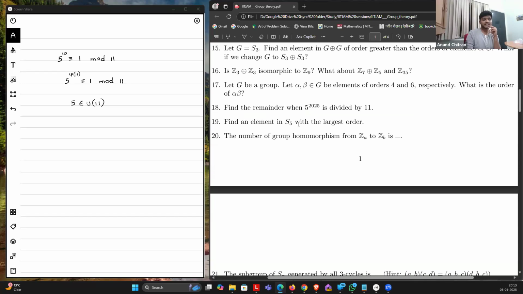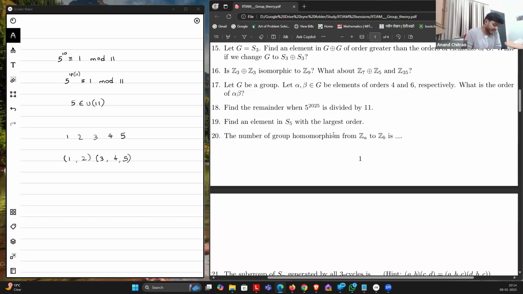Next, find an element in S5 with the largest possible order. Can you cook up an element of order, let's say, 6? Forget largest possible order, but order 6. Yes, sir. So the way to do this is you have 5 symbols 1, 2, 3, 4, 5. You want to write down cycles just like this: (1 2), then (3 4 5).